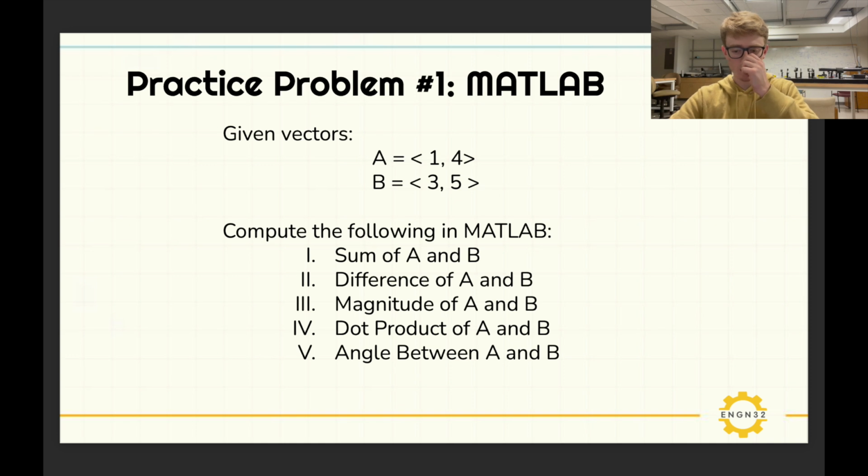So we've got the sum of A and B, we've got A minus B, we've got the magnitude of A and the magnitude of B, the dot product of A and B, and then the angle between them. So this is all the stuff that we've been doing throughout this studio by hand. Now we're going to learn how to do it in MATLAB.